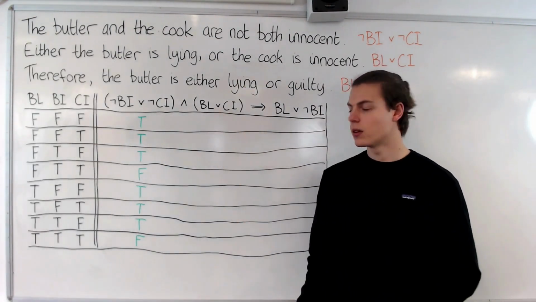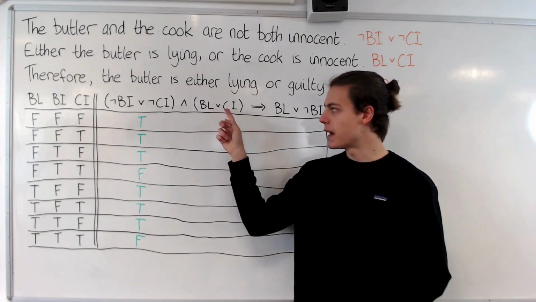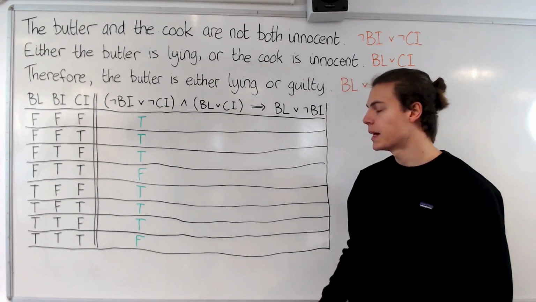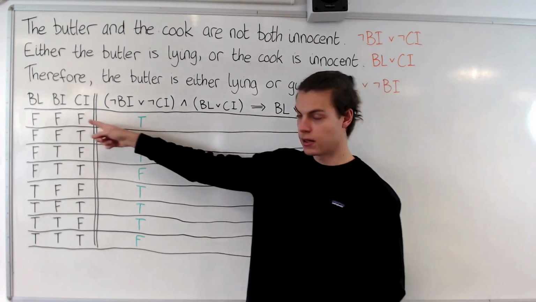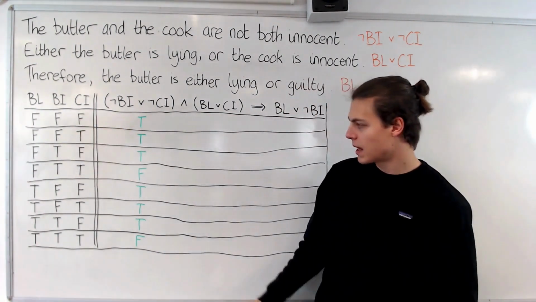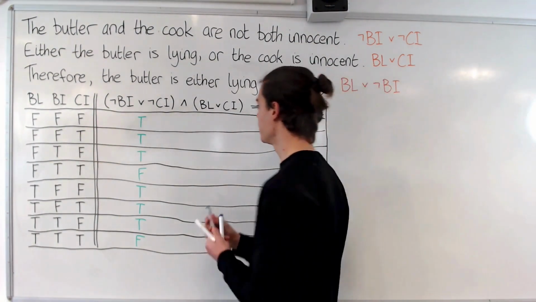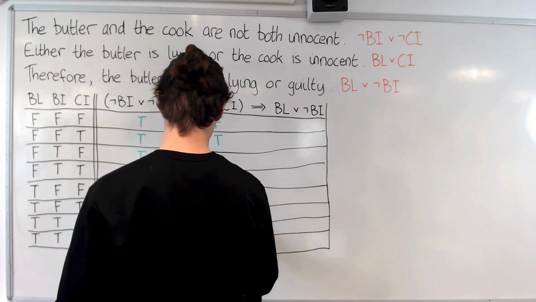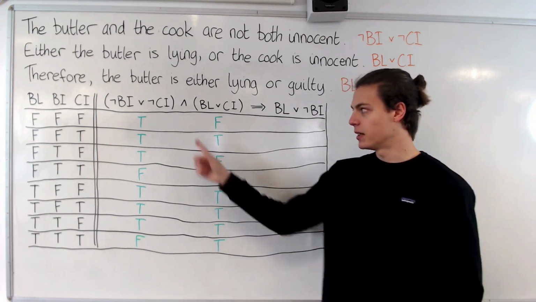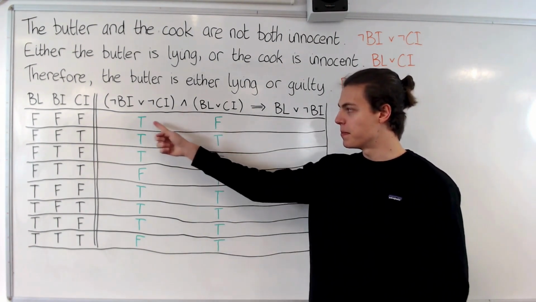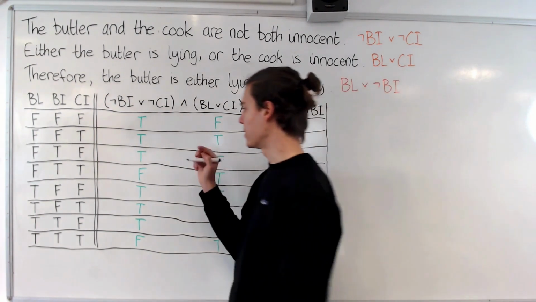Now looking at this or column, BL or CI, so this is true if either BL or CI is true, and false if both are false. So this is false only in our first row and third row, and true everywhere else. Now looking at this and column, so this is true if and only if both green columns are true, right? So let's fill this in.